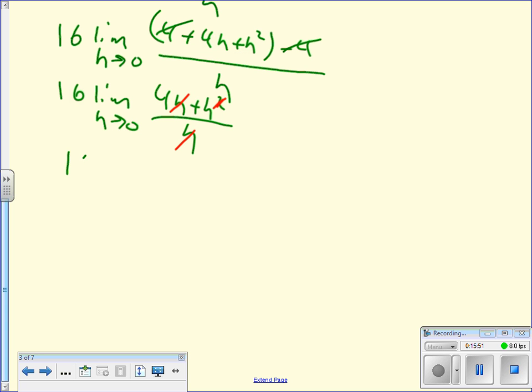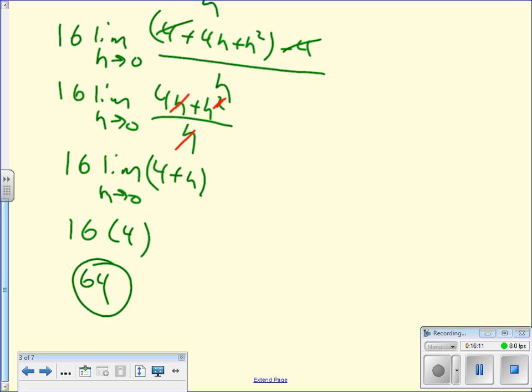So I now have 16 times the limit as h approaches 0 of 4 plus h. Can I put in 0 for h now? Yeah. So that is 16 times 4, which is 64. So he was traveling at 64 feet per second after 2 seconds. That was his exact speed at that time. And if you have a falling object dropping without any air resistance, that's how fast you will be traveling, regardless of this.